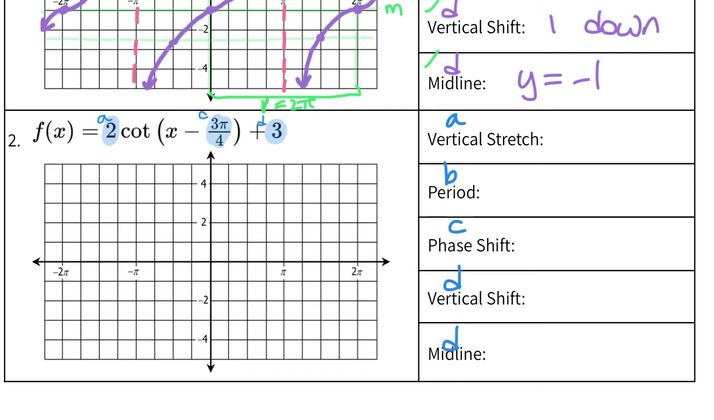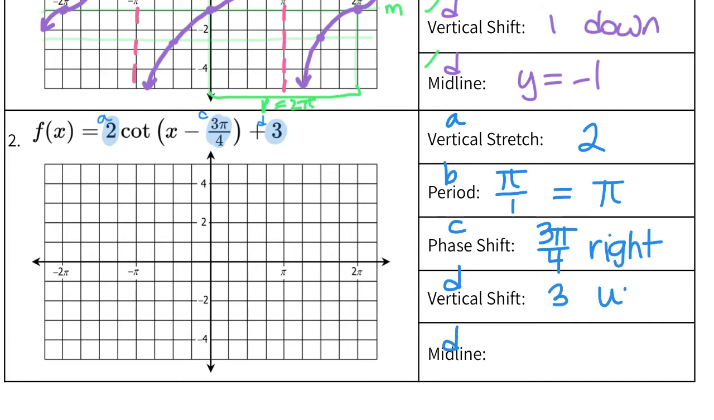Okay, so vertical stretch is going to be 2. Period is always pi divided by b, but since we didn't have a b, we're going to put a 1 as a placeholder, and pi divided by 1 is still pi. Phase shift: this time I have 3 pi over 4 inside of the parentheses, but since it is minus, it is going to be moving to the right. Vertical shift, 3, and it's a plus sign, so it's going to be moving up, which means that our midline is at y equals 3.